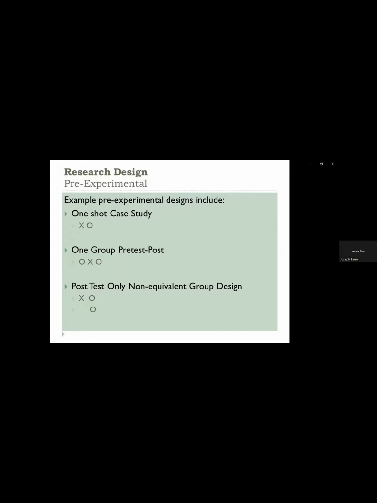Similar weakness in the post-test only non-equivalent group design. If I have two groups and I give one parenting skills and don't give it to the other and then measure them at the end, it may be simple group differences that caused the differences in the parenting skills and not actually the intervention. So these are pre-experimental designs.